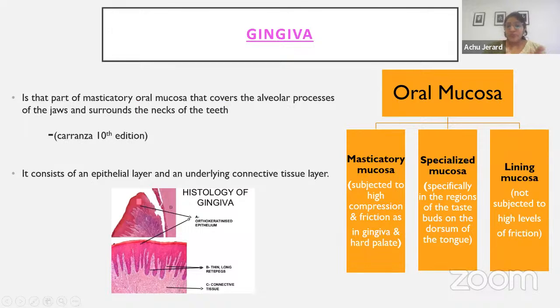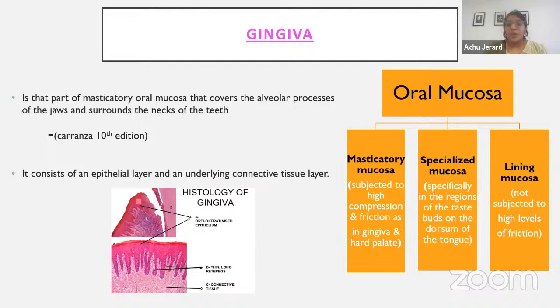Before moving on to the gingiva as such, I want you to know about oral mucosa in general. We all know that our oral cavity is lined by oral mucosa, and that oral mucosa itself can be divided into different types. Specifically, three types: masticatory mucosa, specialized mucosa, and finally, the lining mucosa, right?